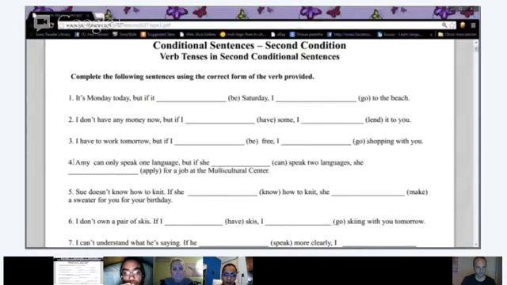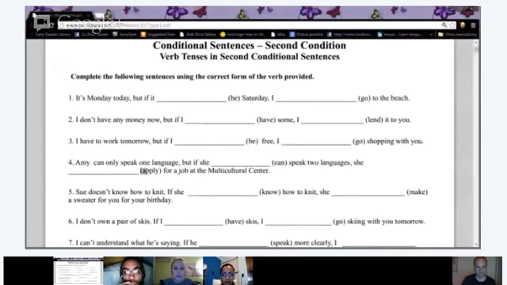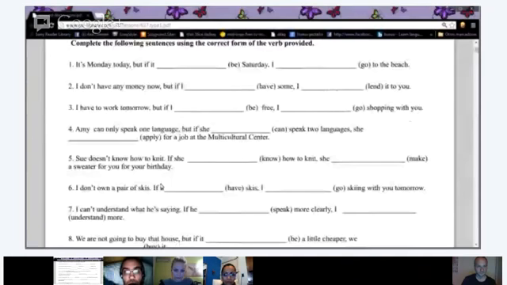Amy can only speak one language, but if she could speak 2 languages, she could apply for a job at the multicultural center. Okay, she would apply. Good. Yes, she would apply for a job at the multicultural center. Good. All right, let's go to numbers 5 and 6. And this is for Nasser.